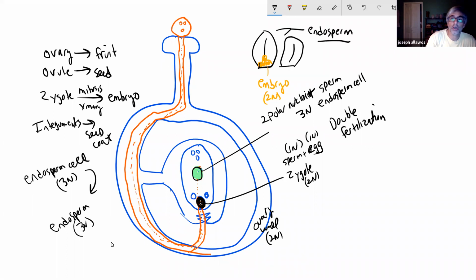It's sometimes called the germ, like you think about wheat germ. Well, when they make wheat germ, they mechanically separate the endosperm from the embryo. So, most of a seed that you're eating is endosperm. It's triploid tissue. Okay. So, that is pretty much it for the life cycle. That double fertilization being the interesting thing that happens.